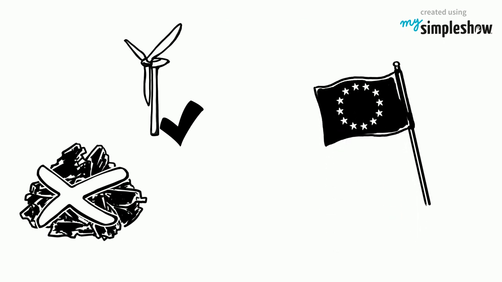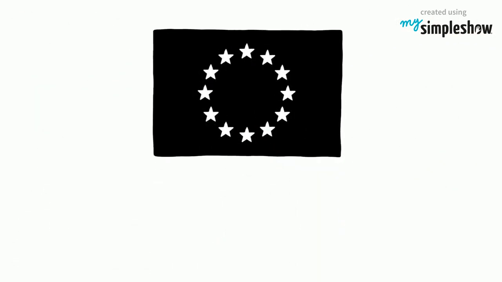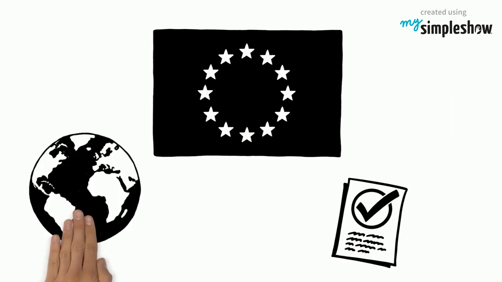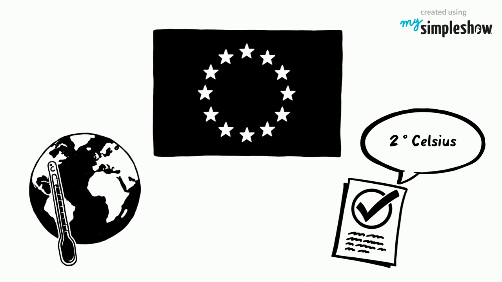The European Union is one of the leading contributors in coal emissions with over 300 power plants. The EU has signed the Paris Agreement and joined the global effort to limiting global warming. The agreement plans to limit global warming to below 2 degrees Celsius and limit increases to 1.5 degrees Celsius above pre-industrial levels.